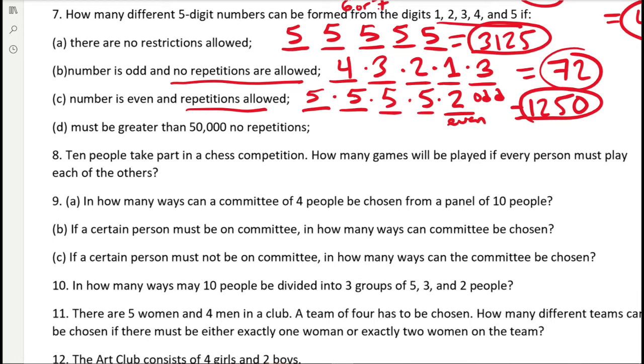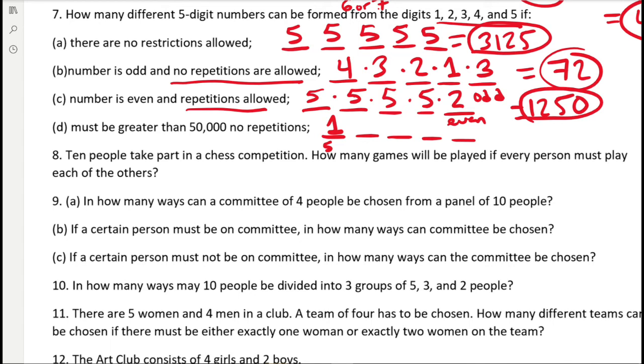For part D, the number it says must be greater than 50,000. No repetitions. So if it has to be greater than 50,000, well, this means that this first number has to be a 5. There is only one option for that, right? It can't be a 4 because it can't be 40,000, right? But it could be 50,000 and then some extra, right? So you can only use the number 5 here, which means you got one option. Just choose the number 5.